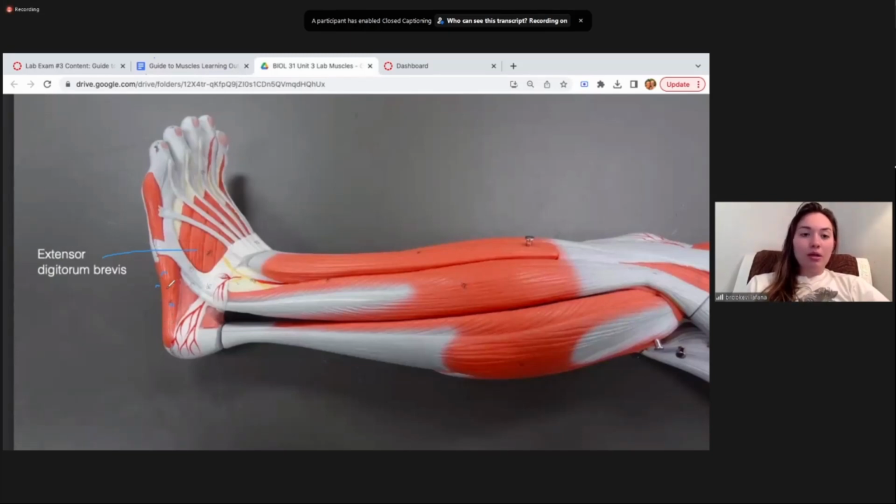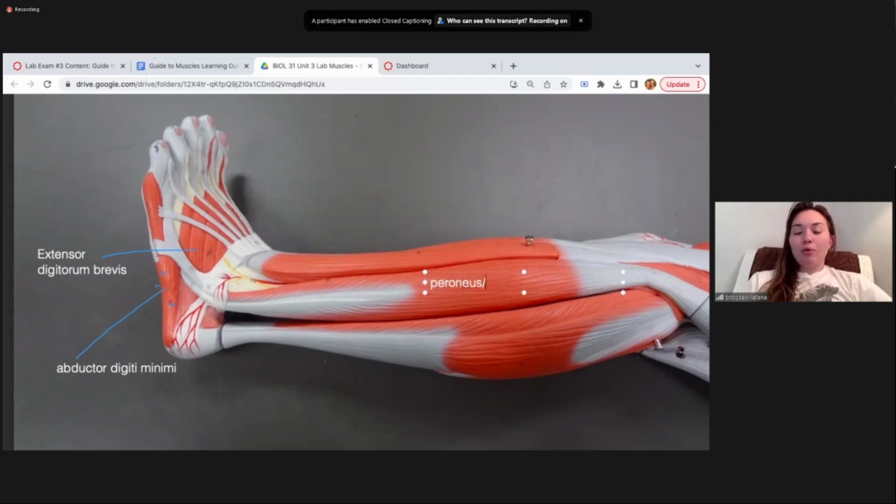This is going to be our abductor digiti minimi. Abductor digiti minimi. Remember that digiti minimi just means pinky. So in this case, it's referring to your pinky toe. There's not a longus and a brevis. It's just abductor digiti minimi.